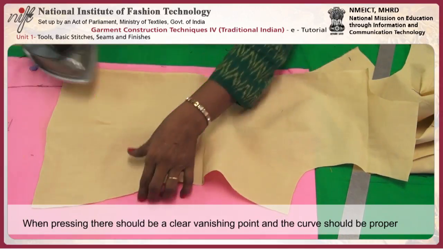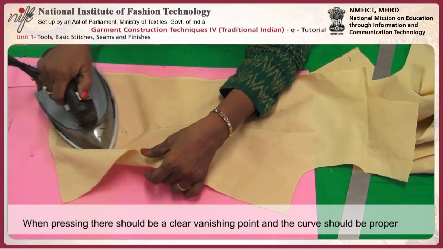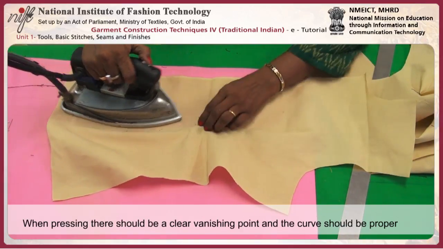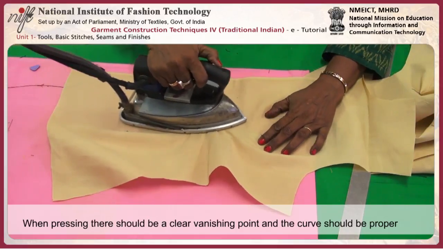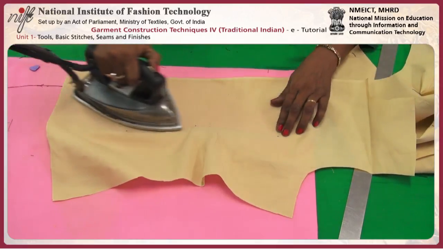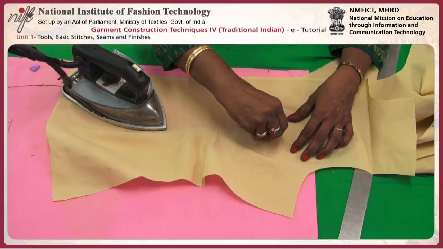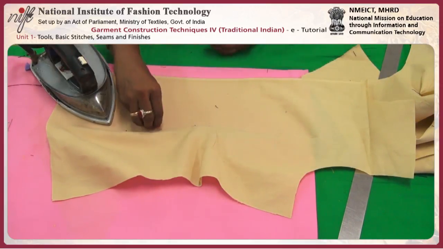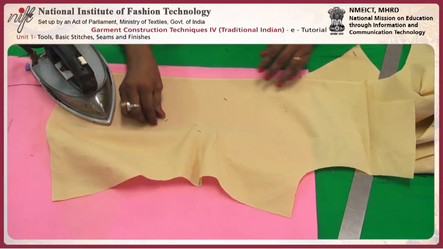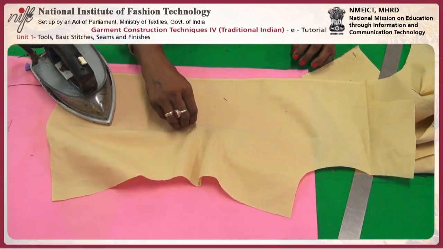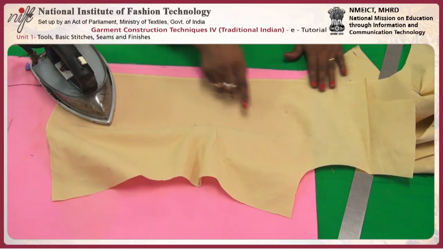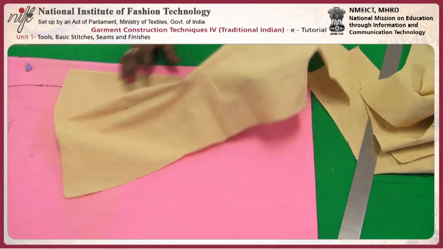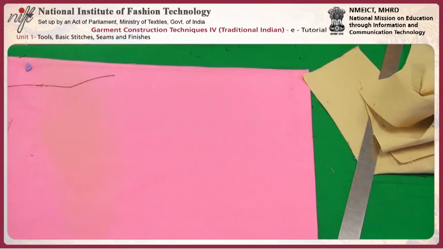Now do the pressing. There should be a clear vanishing point and the curve should be proper. And at the waistline it should not be a sharp point. It has to be a curve. Then only it can fit along with the body shape.